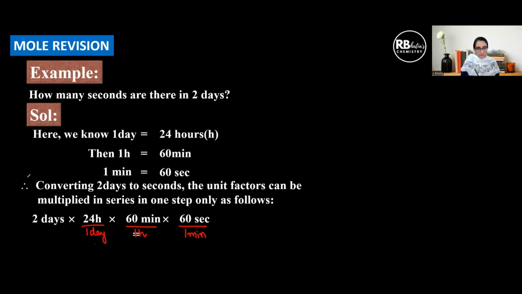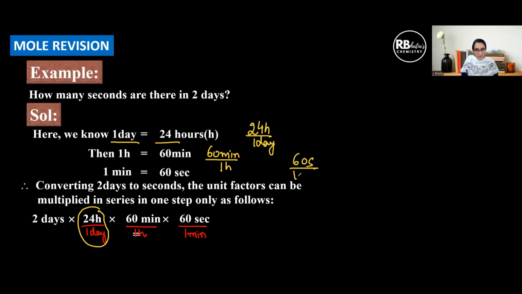Now, what have we basically done? I have chosen this as a unit factor. 1 day is equal to 24 hours. Hence, from here, 24 hour upon 1 day is going to be a unit factor. Similarly, 60 minute upon 1 hour is also a unit factor.